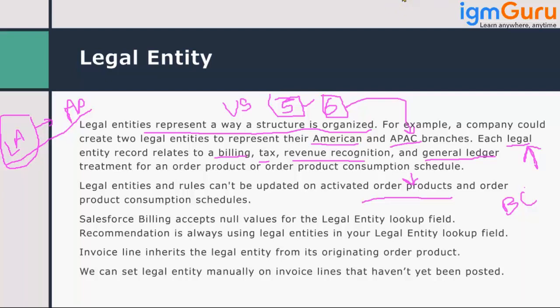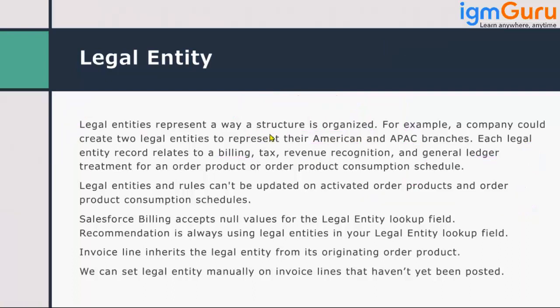Okay, and remember, whatever we are discussing at the product level, every journey starts from our product only. So it will all cascade down to the order line level, and that will be followed by the invoice line level. Okay.